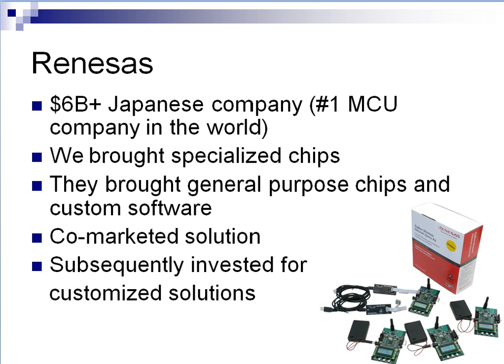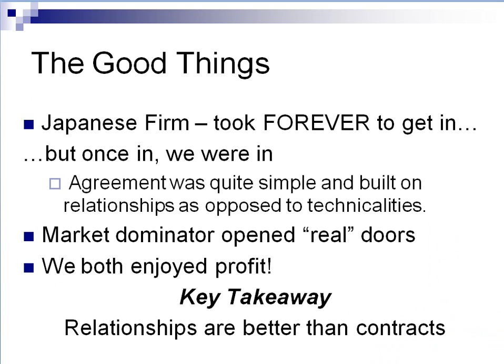With Renesas, this is a $6 billion company. Corey worked on developing this relationship for 3 years, including all of the traditional partying in Tokyo stories that involve a great deal of alcohol and things like that, which are quite hard for Bishop Corey to put up with, but he did. He managed through it. Once they were able to develop the relationship, they ended up with something quite productive. It was a trade of expertise, general purpose chips, specialized chips, a co-marketed solution, a subsequent reinvestment of partnership over time, and it worked out great.